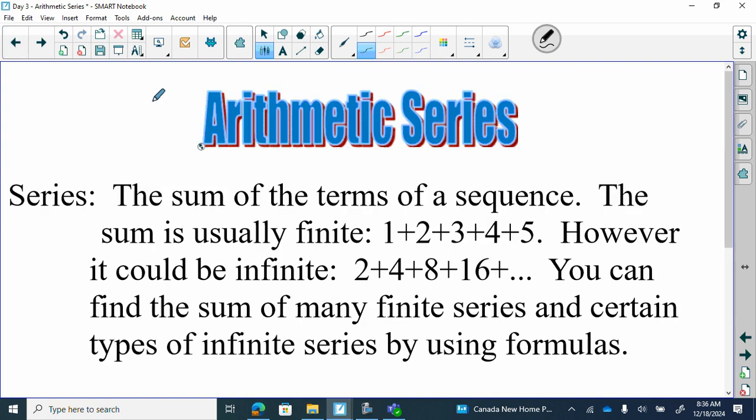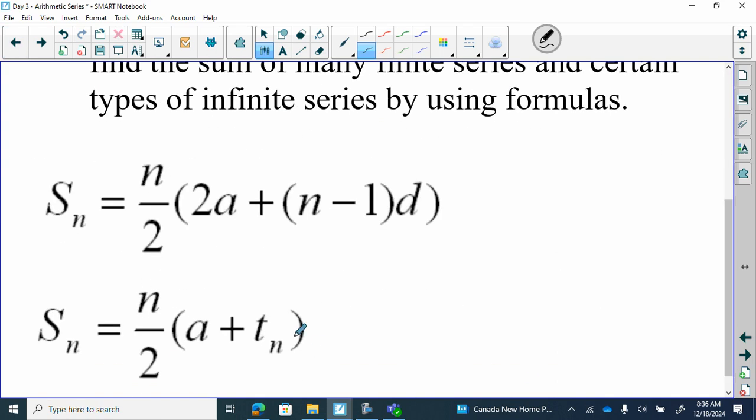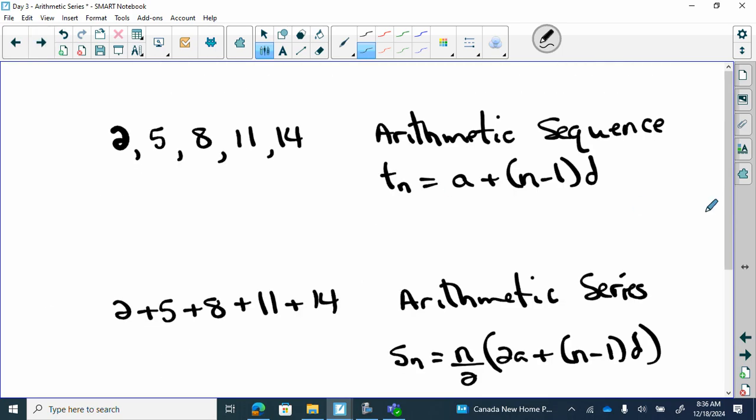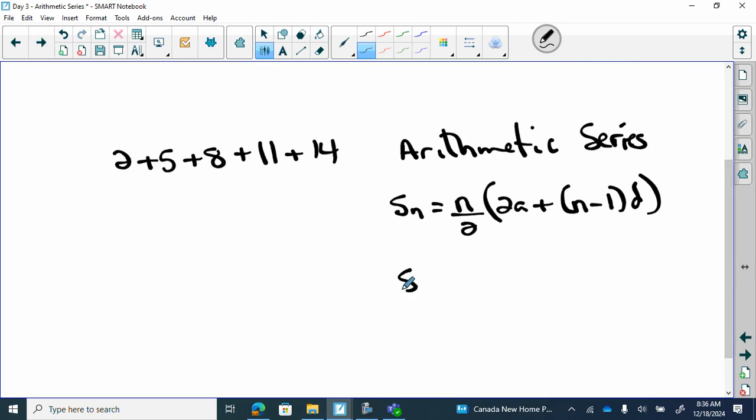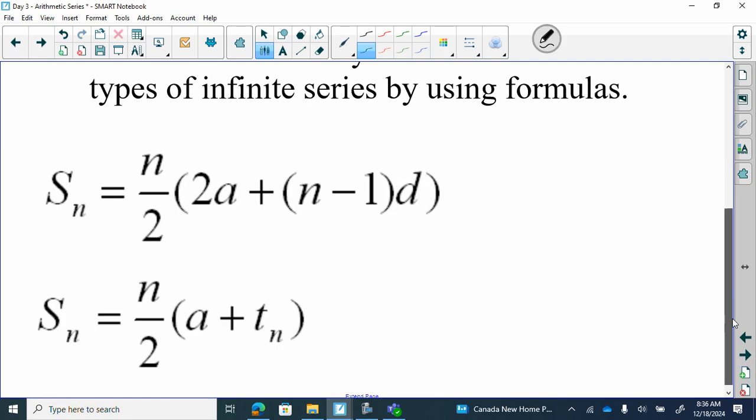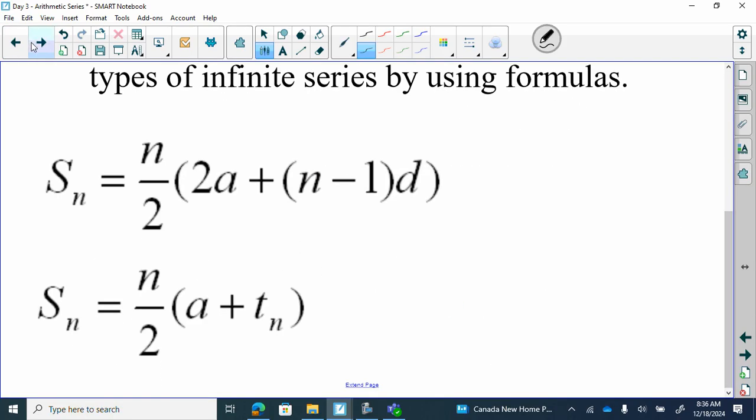There's another one. There's a separate formula. If you know the last term and the first term, you can just use this one. It's much shorter. Sn equals n over 2 times (a plus tn). So you can add the first term and the last term, and then multiply them by the number of terms divided by 2. Is that okay? Today we're going to work with these formulas.